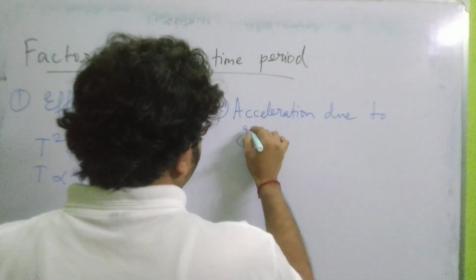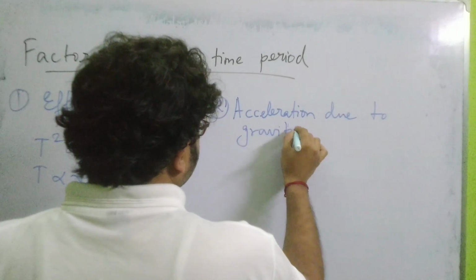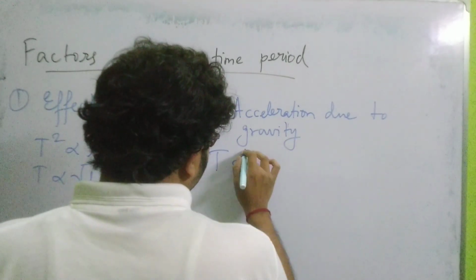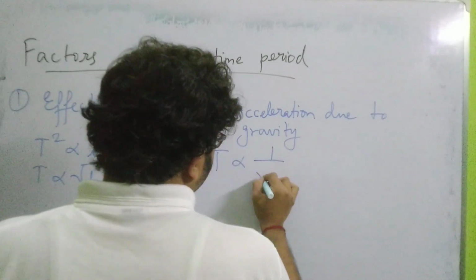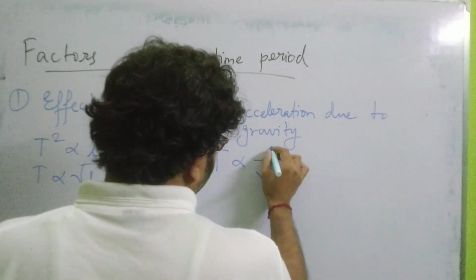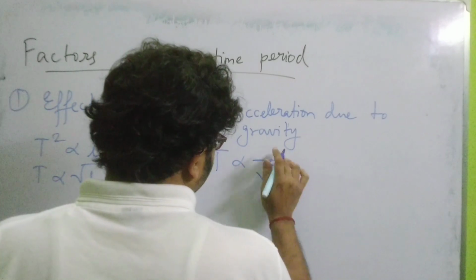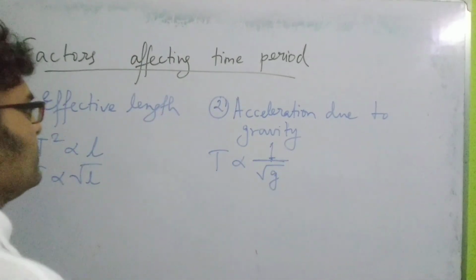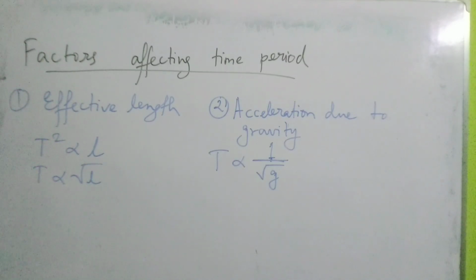Here again, the time period is inversely proportional to the square root of the acceleration due to gravity. So, T squared is proportional to 1 by root under g, so T is proportional to 1 by root under g. This is the relation between the acceleration due to gravity and the time period.